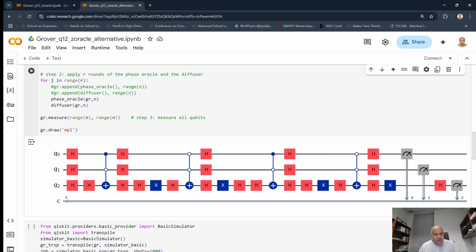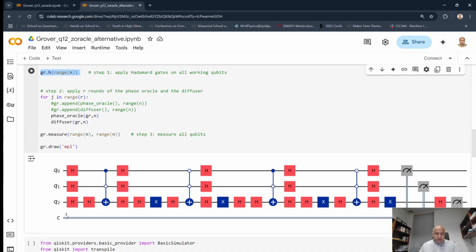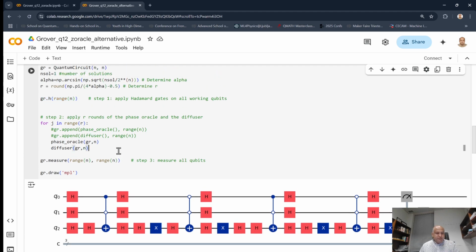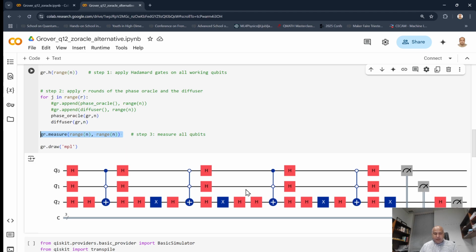So this is this Hadamard, and after this I'm just repeating the circuit. So there is a phase oracle, which was UF, and this diffuser, which I was calling the V operator. So I'm repeating it R times, and then at the end I just have the measure operator. Okay, so you can see the circuit repeating 2 times. So R has been rounded off to a value of 2, and then there is this measurement at the end.